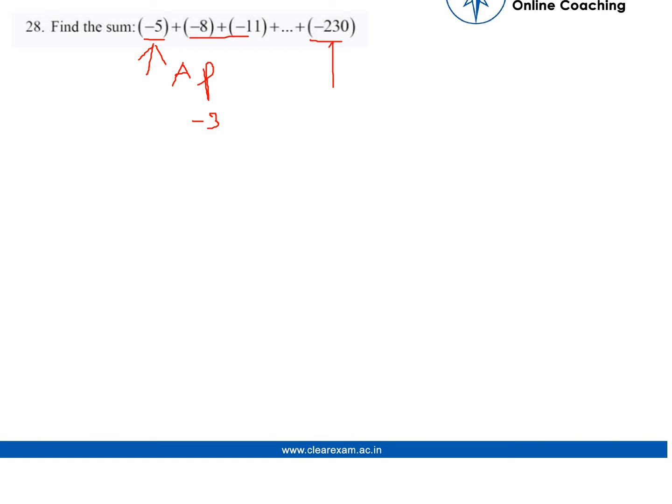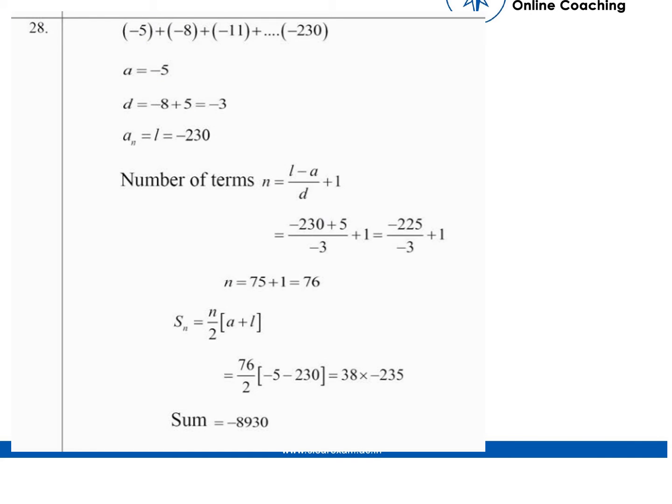So this AP is decreasing, and we now need to calculate n, that is the total number of terms in the AP, in order to calculate the sum of the series. The number of terms in the series can be calculated using this formula, that is (L minus A) by D, where L is the last term of the AP, A is the first term, and D is the common difference. And by using this formula, we get n equals 76.